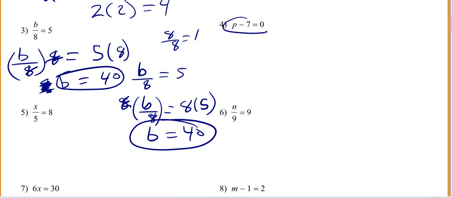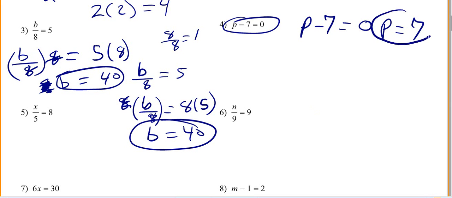All right, one more. We've got p minus 7 is equal to 0. Well, what number minus 7 is going to be 0? Well, anything minus itself is 0, right? If you remember that fact, you don't have to do any calculations. You know p is equal to 7.